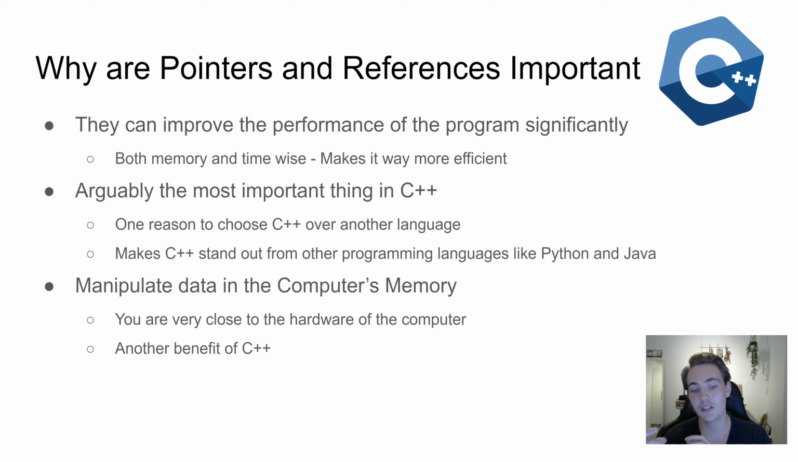So we're really close to the hardware here, and it's just another benefit of C++. C++ is built on top of C, which is also really close to the hardware. So with pointers and references, we're able to get close to the hardware, point to some memory places in the computer, and then modify or manipulate the data that is stored at those addresses.